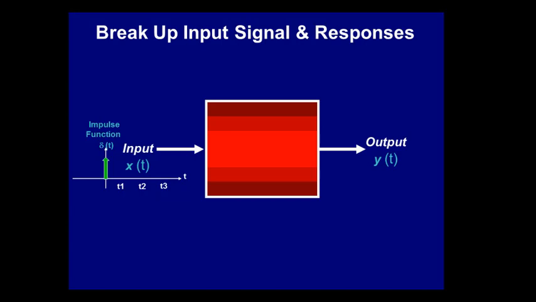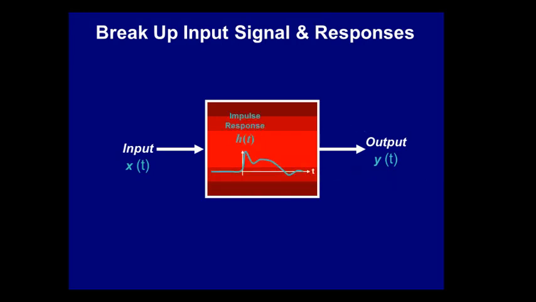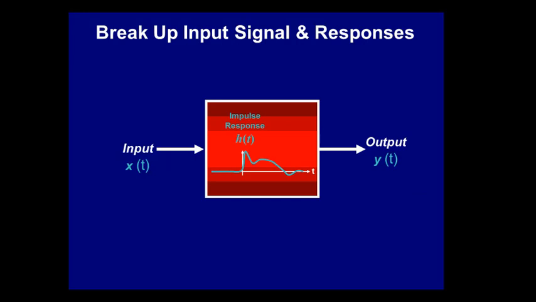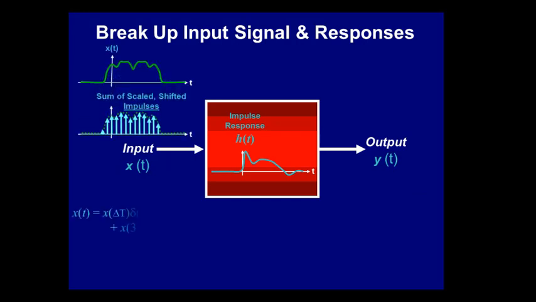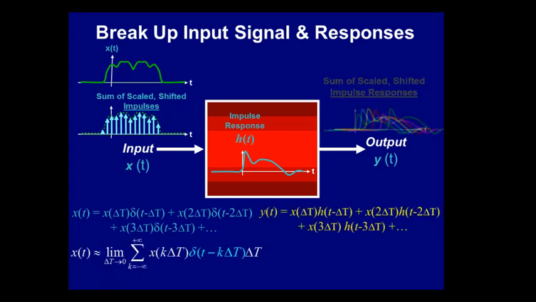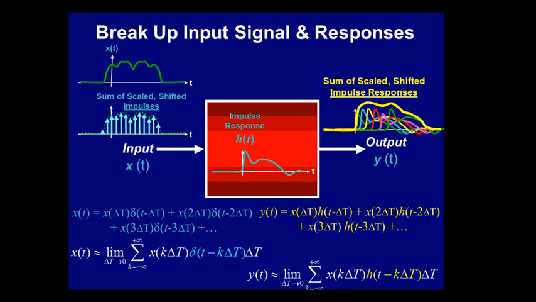I want to put in a delta function. I don't know how to do that, but if I could put a delta function into the system, what comes out I'll call the impulse response. And it's so important I'll give it its own letter. We'll call it h of t. Then if you give me x of t expressed as a collection of scaled and shifted impulses, then the output is similarly a collection of scaled and shifted impulse responses. That was the restatement, yet again, of linearity.